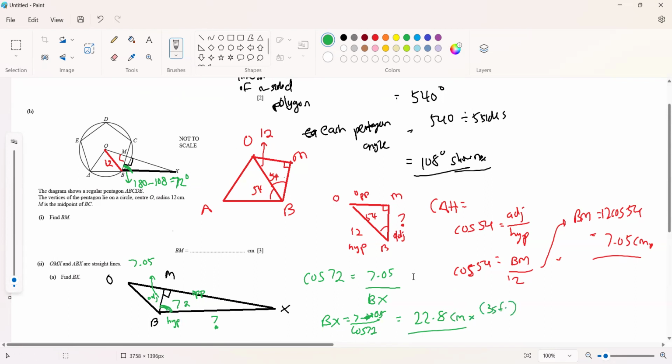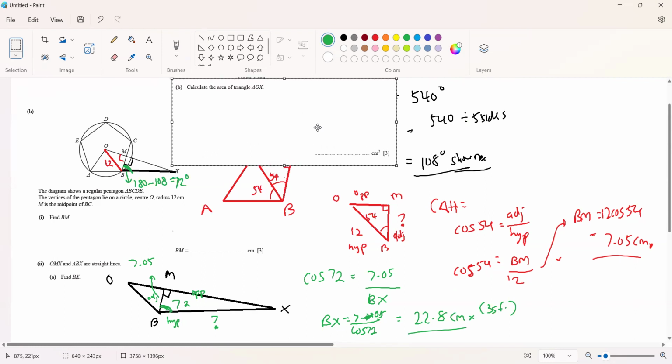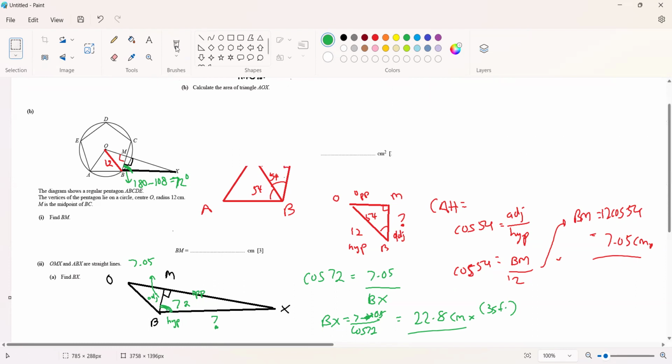So that is part 3 complete. And then finally, in part B, they ask us to calculate the area of AOX. So the area of AOX is, I'll just use this portion here, and I'll erase this part here. So the area of AOX in this case would simply be just this portion here. I'll do it in blue color. So AOX is this triangle here.